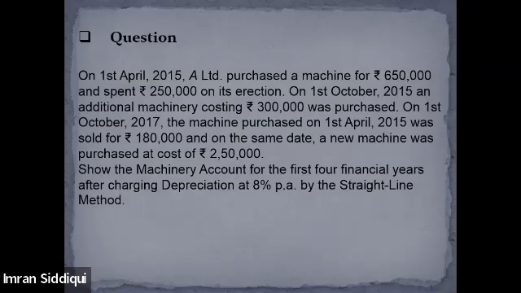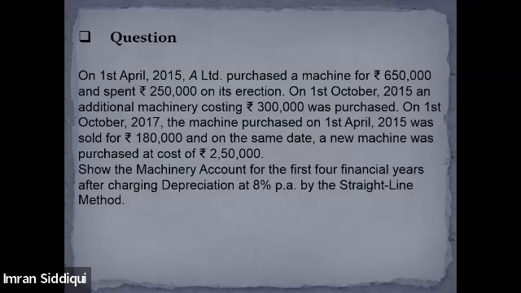On 1st of October 2015, an additional machinery costing 3 lakh was purchased. On 1st of October 2017, the machine purchased on 1st of April 2015 was sold for rupees 1,80,000. And on the same day, a new machine was purchased at a cost of 2,50,000. Show the machinery account for the first 4 financial years after charging the depreciation at 8% per annum straight line method.